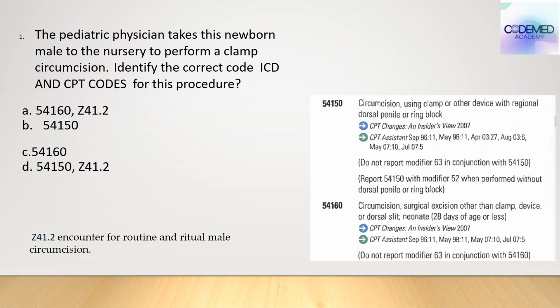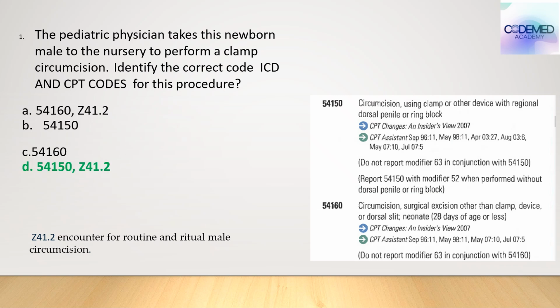The pediatric physician takes the newborn male to the nursery to perform the clamp circumcision. Identify the correct ICD and CPT code for this procedure. Now here we have the four options. 54160, how did they carry out? By the clamp. What is the age of the patient? Newborn. So definitely 54160 goes away because it is a surgical way, and we have only two options, B and D. So tell me the right answer.